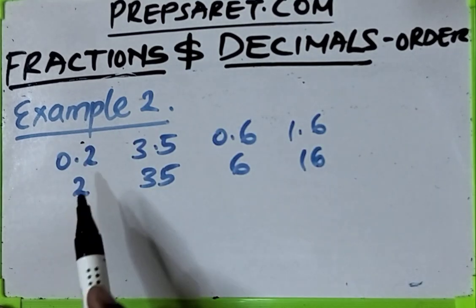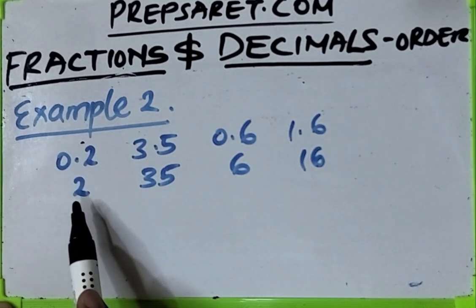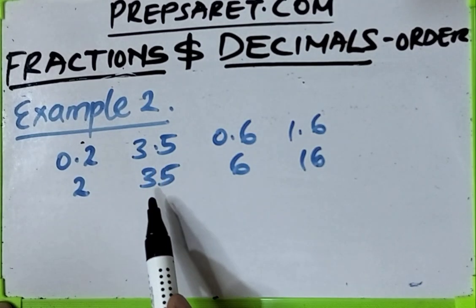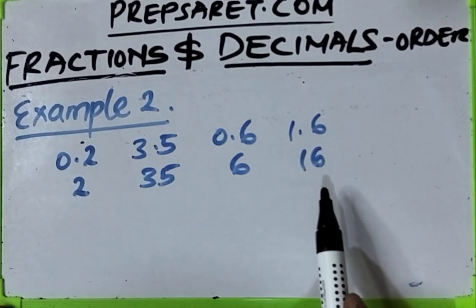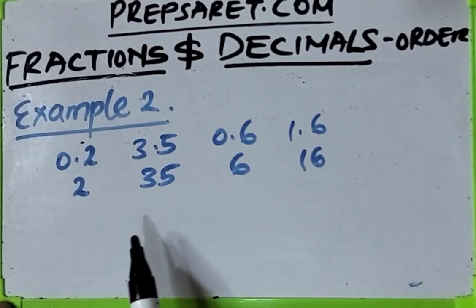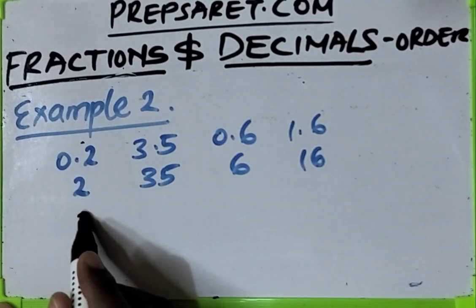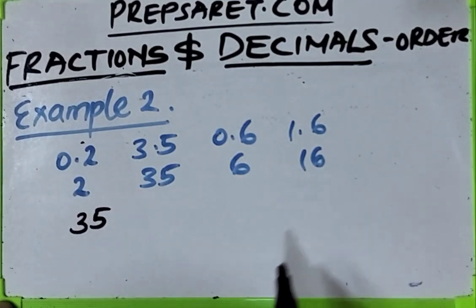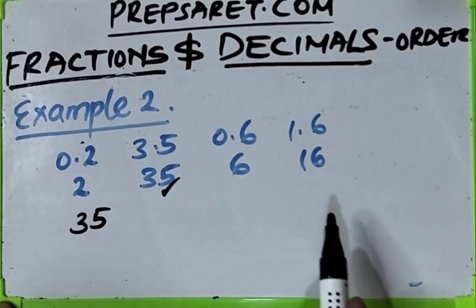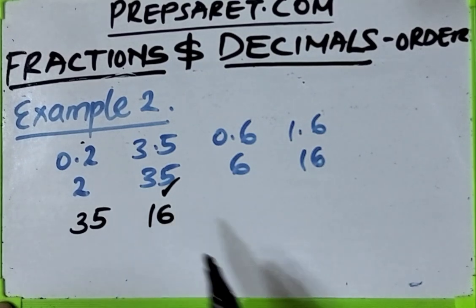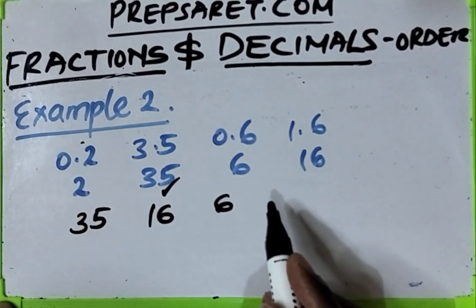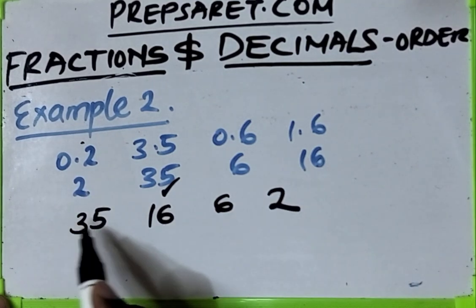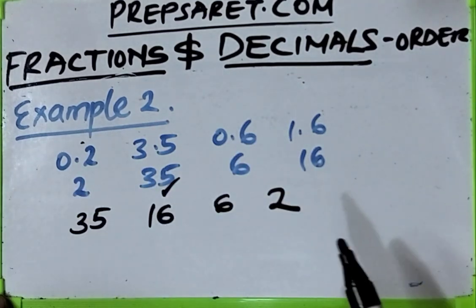Now, if 0.2 corresponds with 2, 3.5 corresponds with 35, 0.6 with 6, and 1.6 with 16, then it is easy to start from the largest. The largest is 35. However, that is not answering the question directly. From the largest, we go to 16, which follows as number 2 largest, and then we go to 6 and finally 2. So this one is only helping us to arrange the decimals that we had.